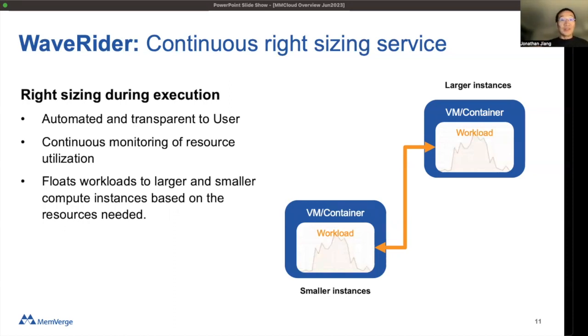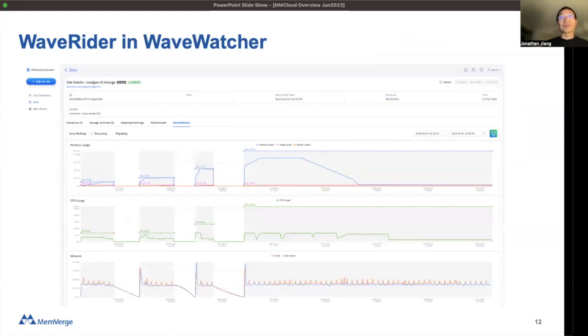But more importantly, if WaveRider detects that your application needs more memory or CPU or I/O than what is available on the VM, it will automatically burst your workload onto a bigger machine so that you never run into OOM or your application doesn't slow down. So WaveRider is the continuous right-sizing feature that is quite revolutionary from MMCloud.